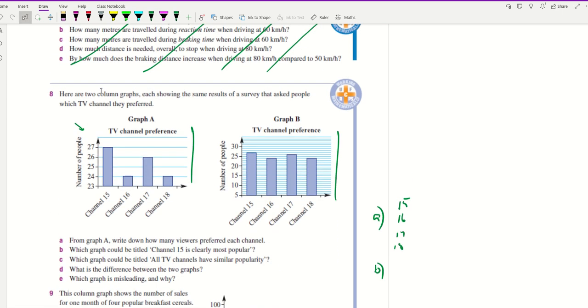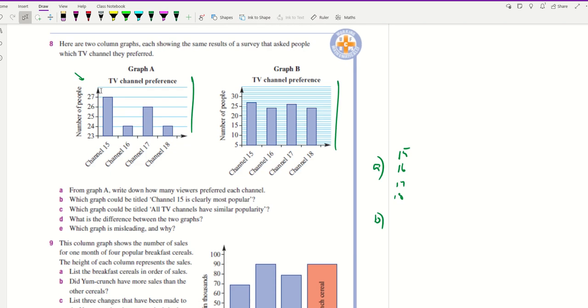Which graph could be titled Channel 15 is clearly the most popular? Which one shows it clearly? I guess A or B. It says, which graph could be titled all TV channels have similar popularity? So which of those? Now remember, when we're looking at these two things, we can see what's going on.